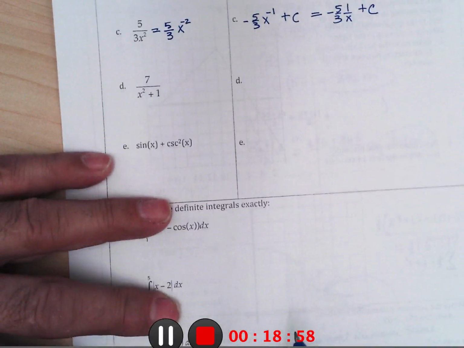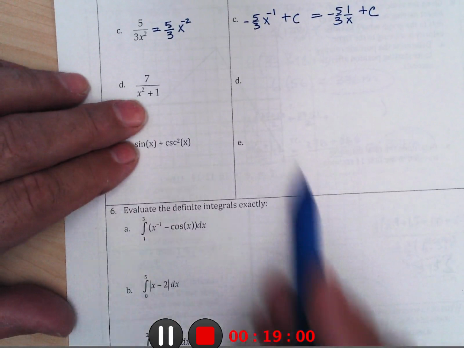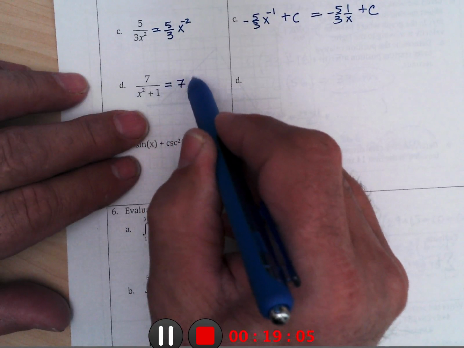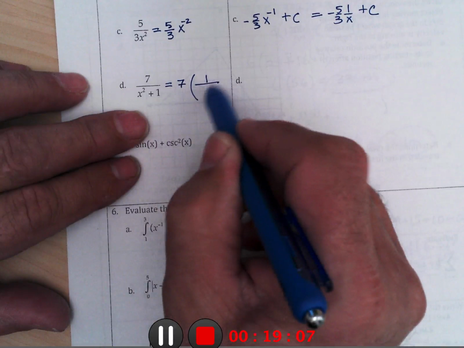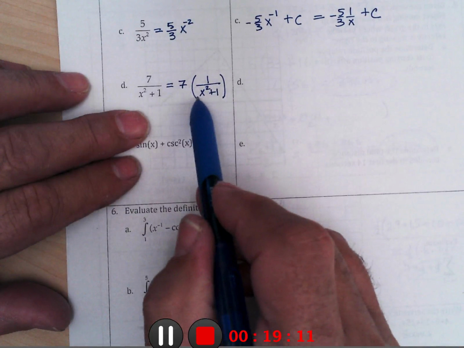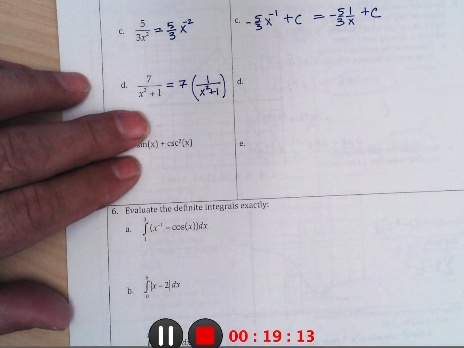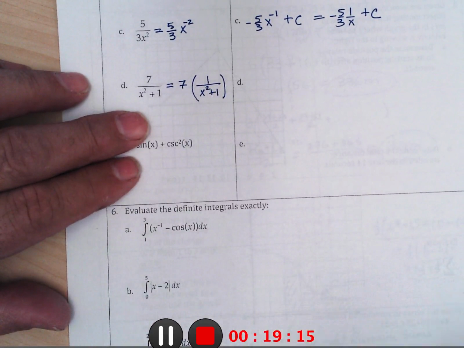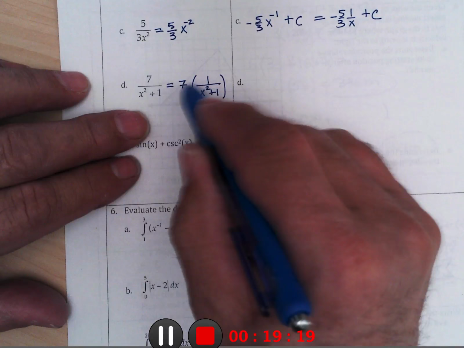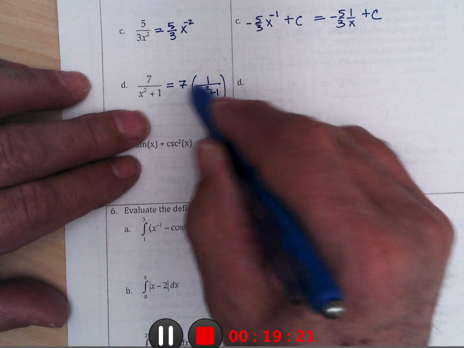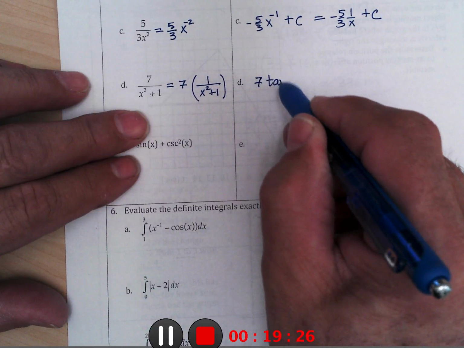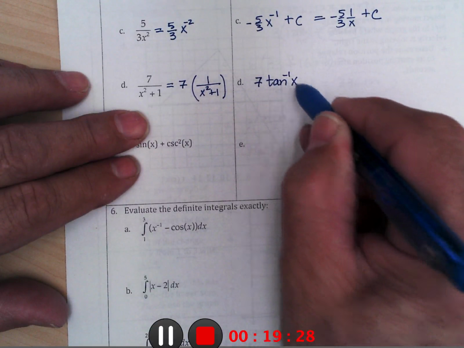This one requires you to recognize that this is just 7 times 1 over x squared plus 1, and you should have on your note card that that's the derivative of the arctangent or tangent inverse of x. So we have 7, the constant follows along, so 7 times the tangent inverse or arctangent of x plus the constant.